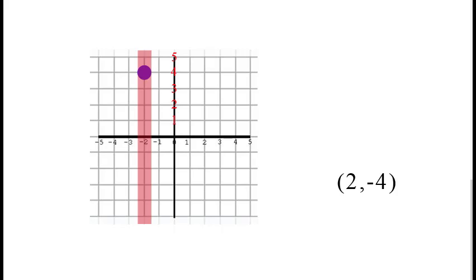Okay, let's try this one. 2 is the x-axis and minus 4 is the y-axis. So we would count 2 right here, and then minus 4 would be minus 1, minus 2, minus 3, minus 4. So here is 2, comma, minus 4.